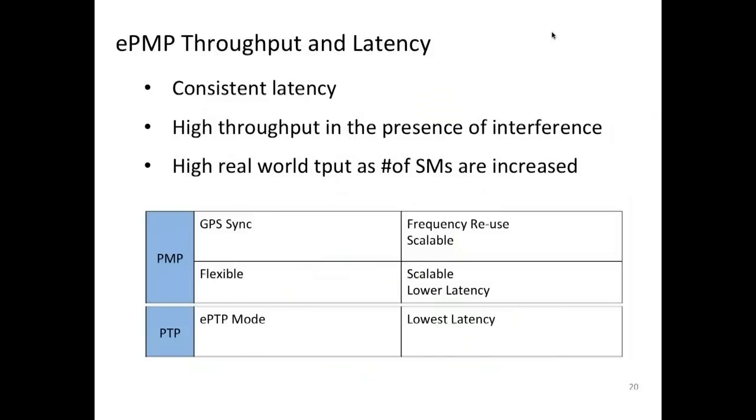ePMP, the fundamental message here is we are offering consistent latency and higher throughput in the presence of interference, and then what I just spoke about, higher real-world throughput as the number of SMs are increased. We fundamentally have a PMP, point-to-multipoint, and a PTP mode of operation. So these are 3 different modes where with GPS sync you can do frequency reuse. It's highly scalable. We offer a flexible mode where you're no longer doing GPS sync, but you're still scalable and get lower latency. And then a point-to-point mode where we offer the lowest latency but not GPS sync.